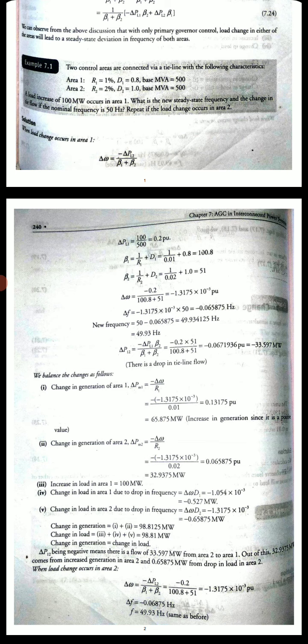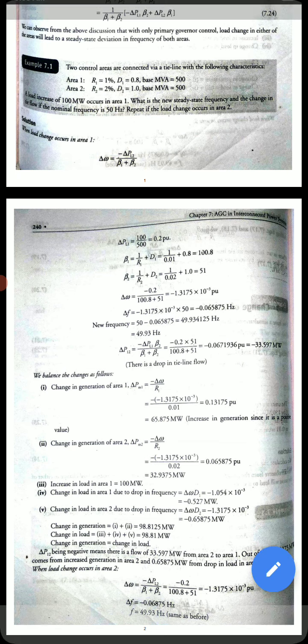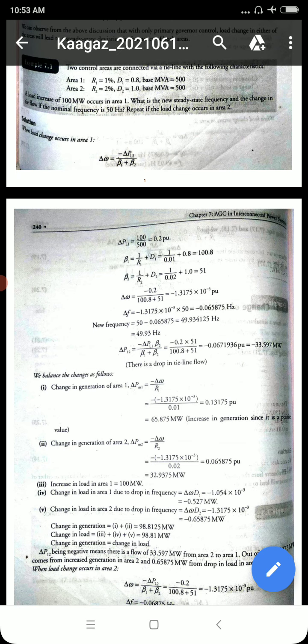Putting in all these values, the calculated beta 1, beta 2 and delta PL1, we are going to get delta omega as minus 1.3175 into 10 raised to minus 3 per unit. That is the frequency deviation.